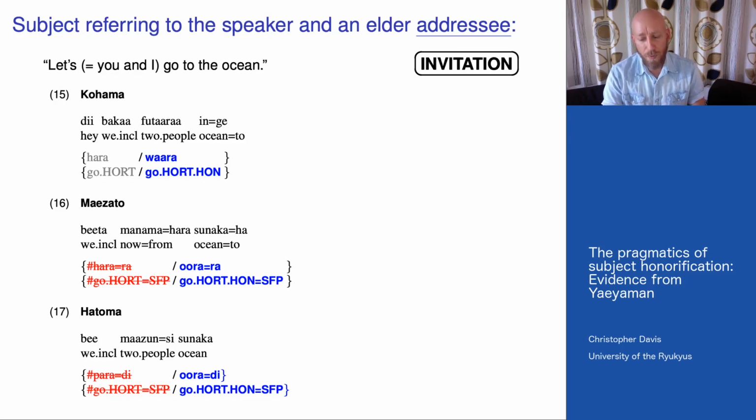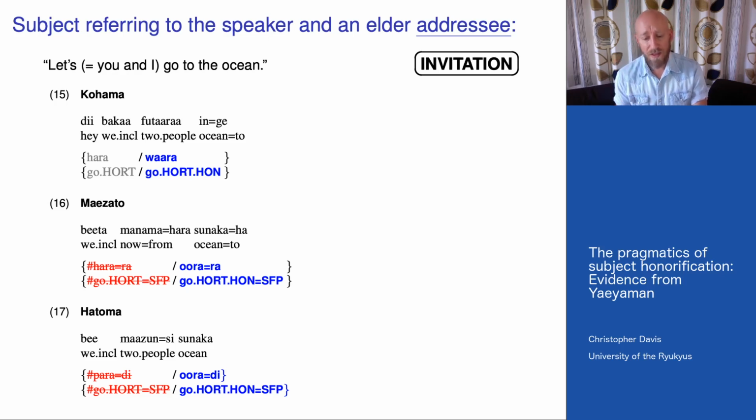And I just want to point out that all the examples contain an explicit first-person inclusive plural subject, and they're made in contexts where the addressee is senior to the speaker and is someone about whom the speaker is normally obliged to use honorifics. So what you can see in the data here is that now the honorific form is felicitous in all three varieties, while the non-honorific form is infelicitous.